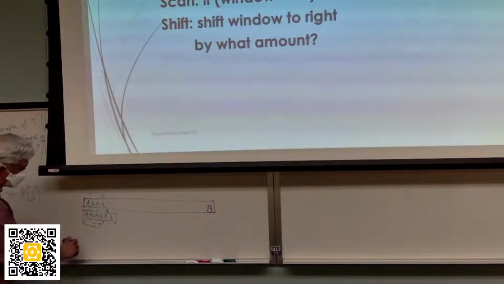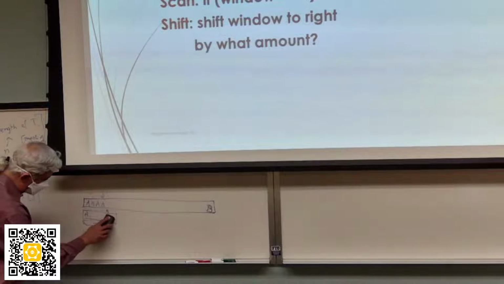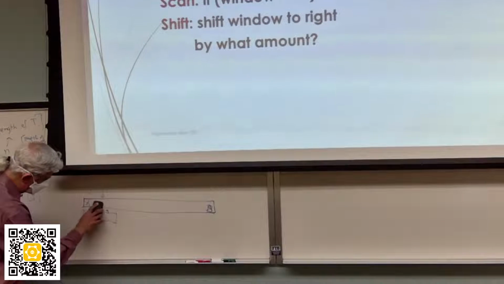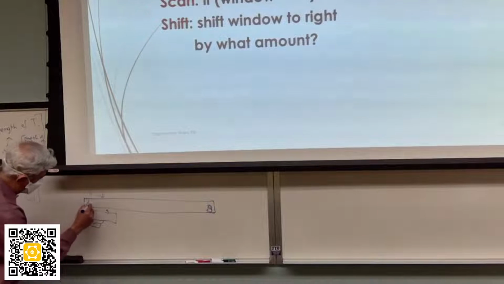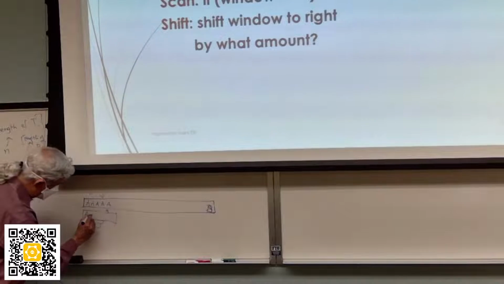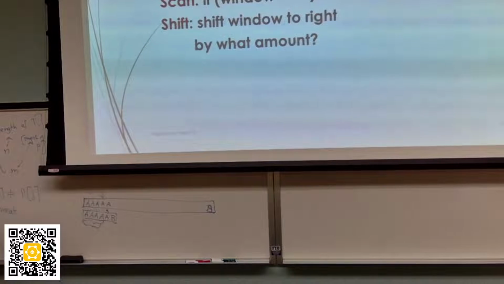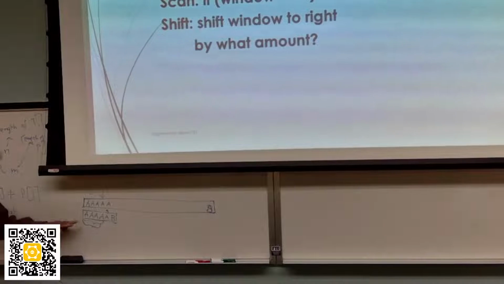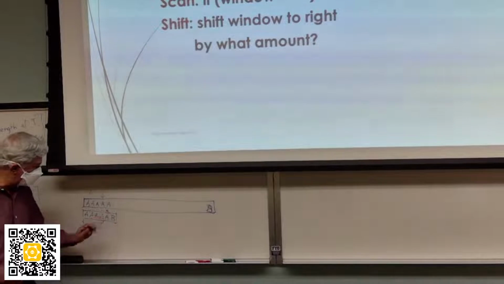So what about the other example we had, the worst case example? The worst case example had all A's, right? And the pattern had a bunch of A's followed by a B. What's going to happen here? It's going to match all of this, and there'll be a mismatch right there.